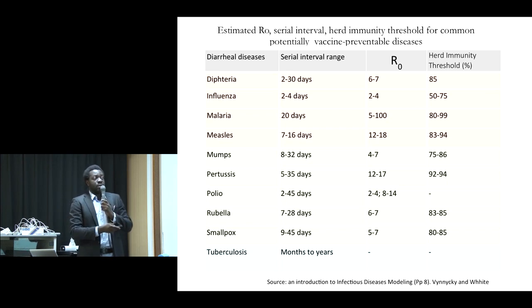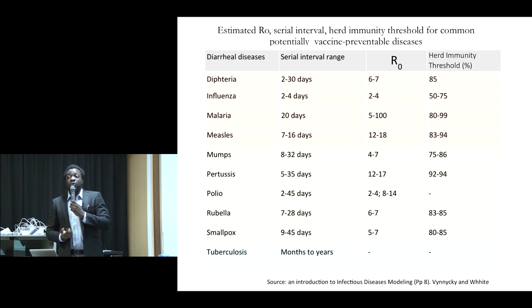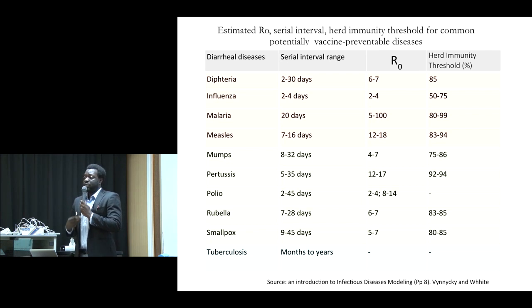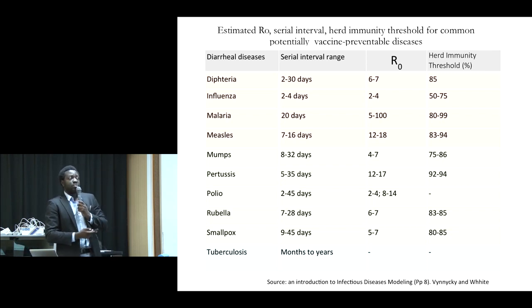And as you can see, different diseases have different estimated R naught. For example, for diphtheria, it's 6 to 7, and it has also different estimated serial interval. You remember, we've seen it in the beginning of this lecture. Measles has a very high R naught, meaning that measles can transmit very effectively, because one person with measles can give to 12 up to 18 other people, compared, for example, to influenza, which can give to 2 or 4 people. This also means that we need a higher rate of vaccination for measles compared to influenza, because the R naught for measles is much higher.